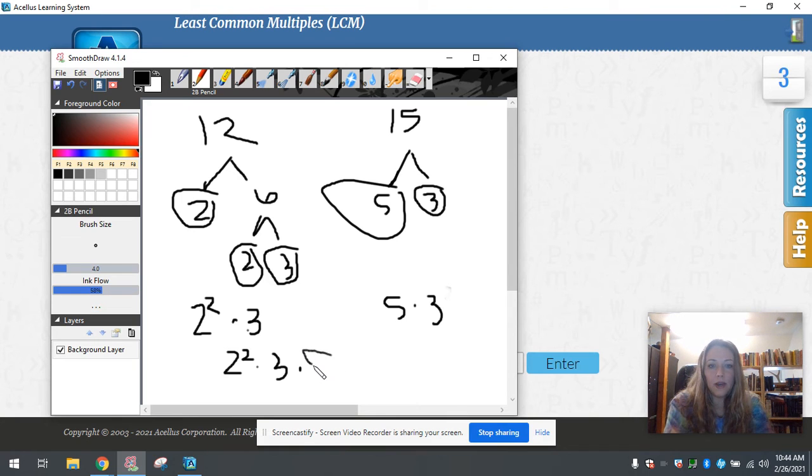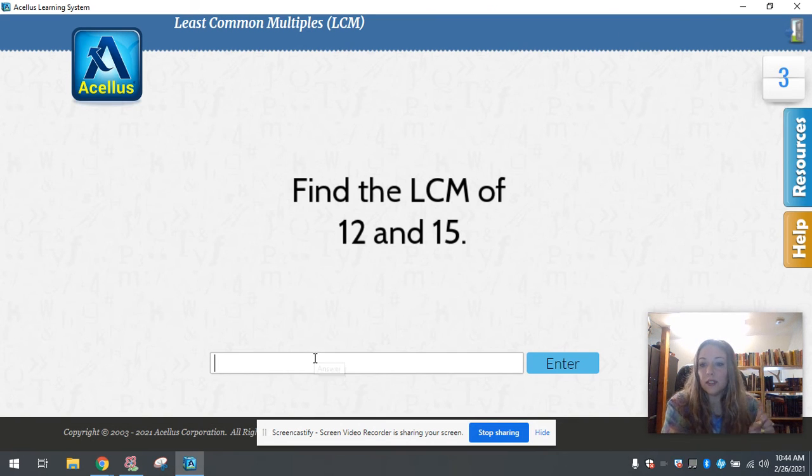And then I have a 5 that is not common. So again, 2 squared would be 4 times 3 would be 12 times 5 would be 60. 15 again fits into 60 4 times. 12 fits into 60 5 times.